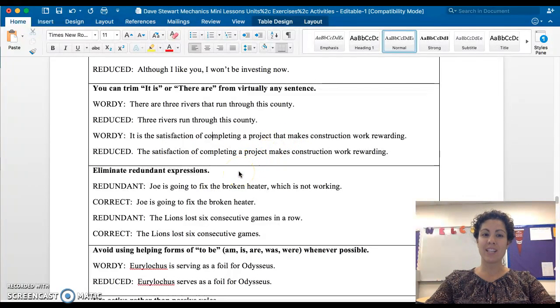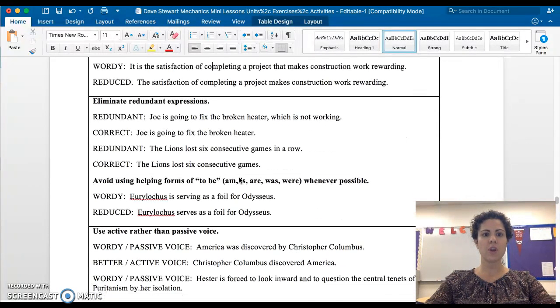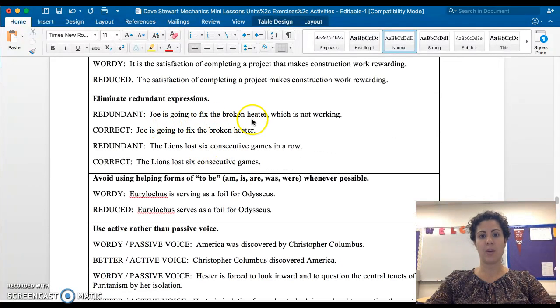We can also eliminate redundant expressions. Redundant means that they are repeated. So it is redundant to say, Joe is going to fix the broken heater, which is not working. Well, we know it's not working because it's broken. So you don't really need the second half of that sentence. You're making your reader work harder, and we don't want to do that. So we would just say, Joe is going to fix the broken heater. Great. Or the Lions lost 6 consecutive games in a row. Well, consecutive means in a row. So do we really need that? No. We could just say the Lions lost 6 consecutive games, which I'm okay with because I'm a Bears fan.